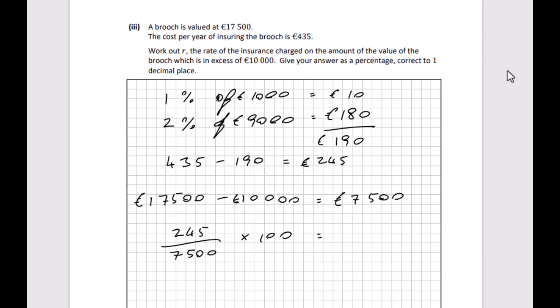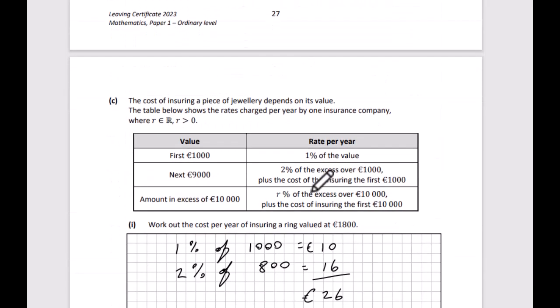And when you work that out, you get 3.3%. So that's our R. So it's just this amount here, the 245, divided by the 7,500 times 100 to convert it into a percentage, and you get 3.3%. That's the value of R that they're talking about here that we weren't given. Okay, so that's it for this question and this paper.